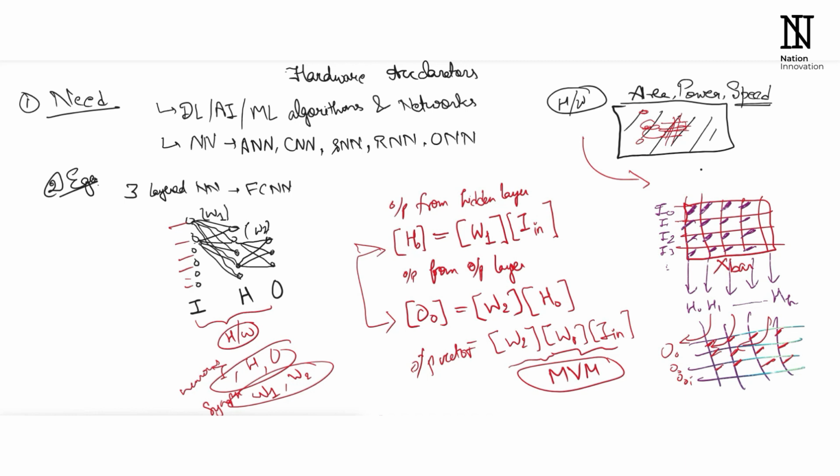So this is the basic idea of hardware implementation of a neural network, which is basically vector matrix multiplication, or we can say MAC operation. We will have a discussion over it in detail in the next videos.